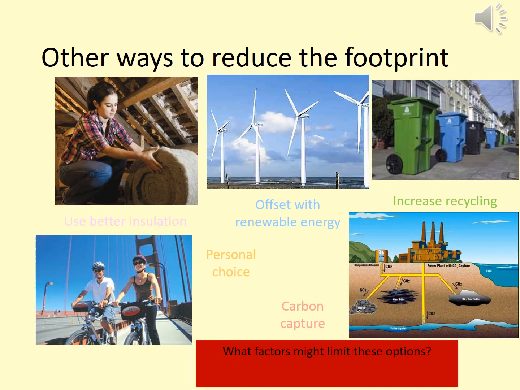There are, however, lots of different ways in which we can reduce the carbon footprint. Some of them are for individuals, such as personal choice, so cycling, walking, increasing the amount that we recycle, better insulation of our homes so that we need to use less energy to heat them. There are, however, some that are more limited to companies and to governments, things like offsetting with renewable energy and carbon capture, which captures the carbon dioxide and therefore reduces the amount that goes into the atmosphere.